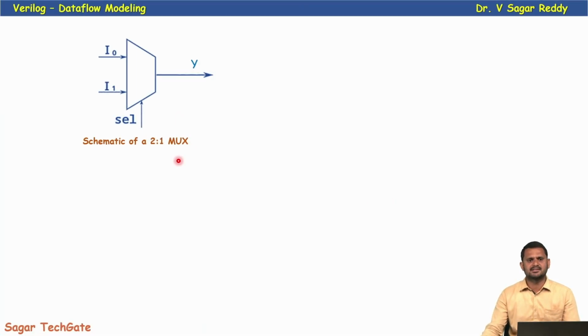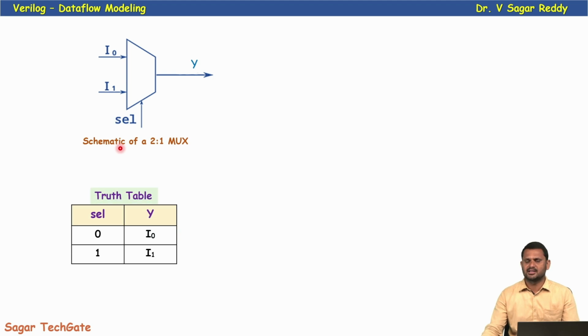Clear? So now this is a simple mux. You know that, okay? A 2:1 mux, based on the selection line, y may be equal to I0 or I1. See the truth table. If selection line is 0, then y is equal to I0. If selection line is 1, then y is equal to I1. Clear? So how do I write this? Just pause the video and think how to write it.